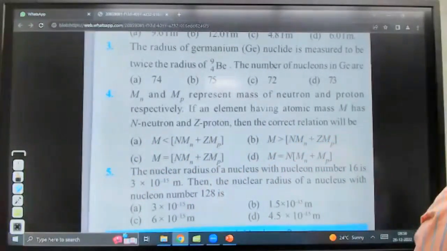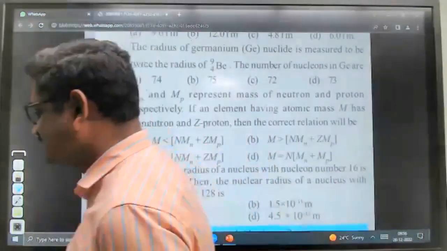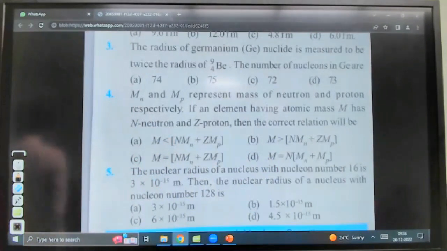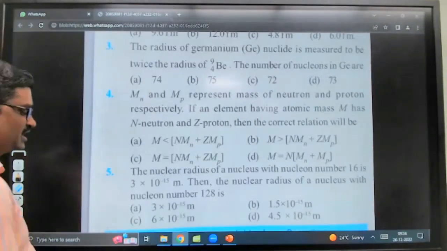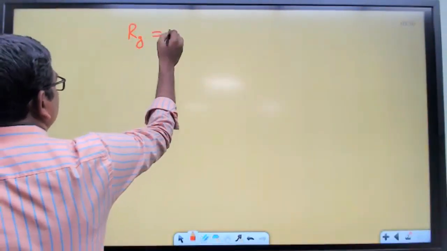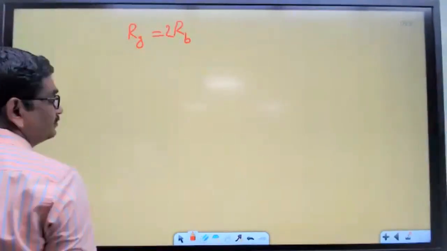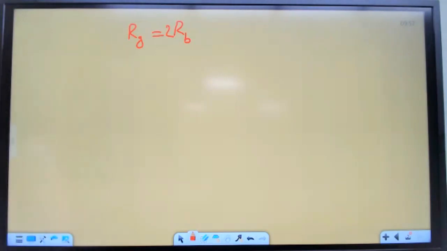Number of nucleons means we need to calculate the mass number A. Number of nucleons is nothing but protons plus neutrons in the nucleus, nothing but mass number. What is the given condition? Radius of germanium is twice the radius of beryllium. Is it correct or not? That is the given data. Radius of germanium equal to twice the radius of beryllium.